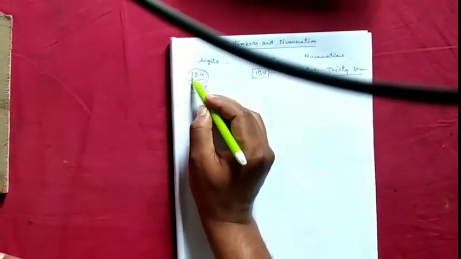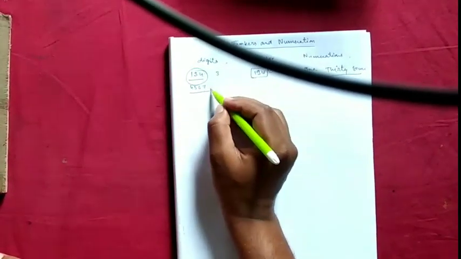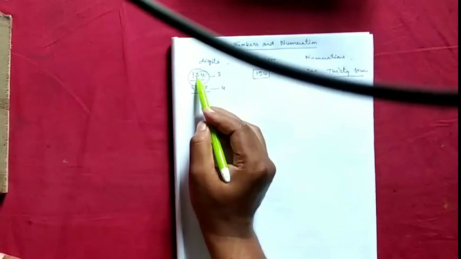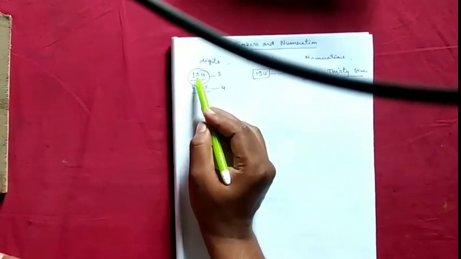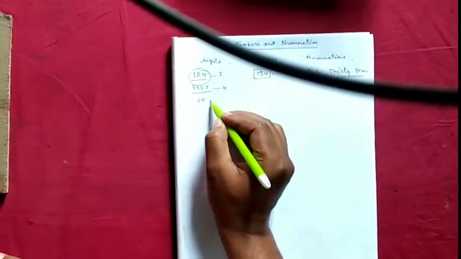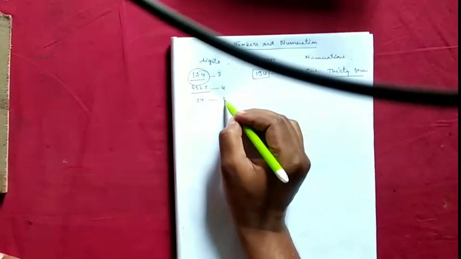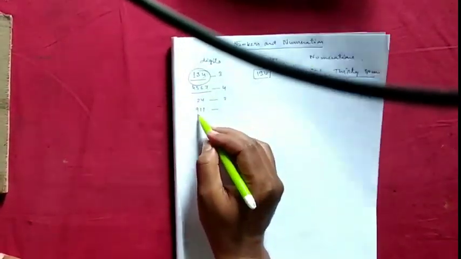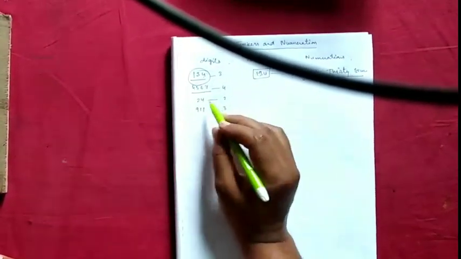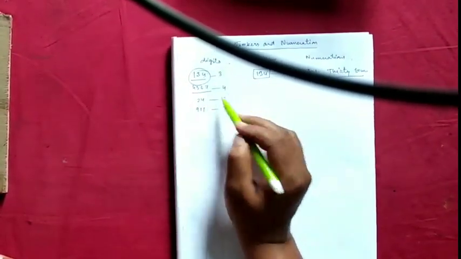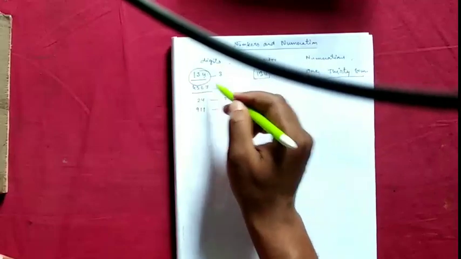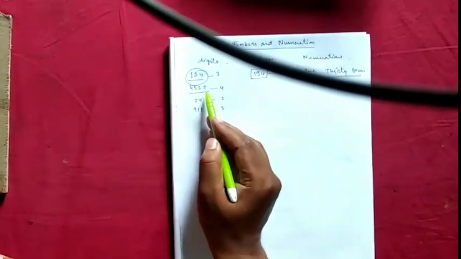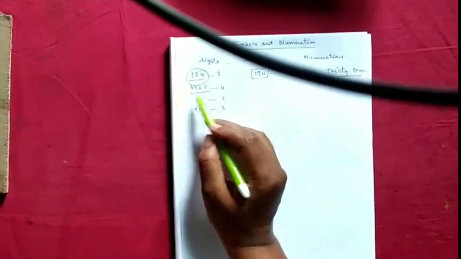Digits are called 1, 2, 3. How many digits? 3 digits. Here 4 digits. Because of why? 134: 4, 3, 1. How many numbers are there? 1, 2, 3. 3 digits. 24. How many digits? 1, 2. 2 digits. 911. How many digits? 1, 2, 3. 3 digits. So this is called digits. How many numbers are there? The number of digits is 4. So this is called digits.